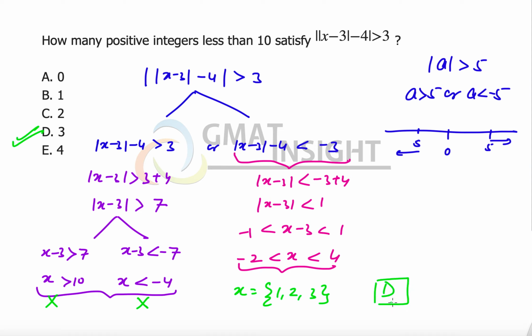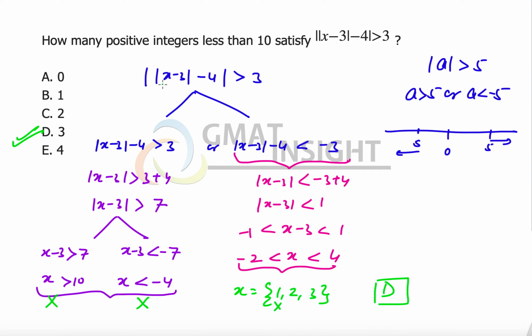But before being judgmental about the answer, it's always good to validate whether the values that we have obtained mathematically are acceptable or not. For example, I'm going to substitute 1 first. 1 − 3 is −2, mod is 2, 2 − 4 is −2, mod is 2, and that's not greater than 3.